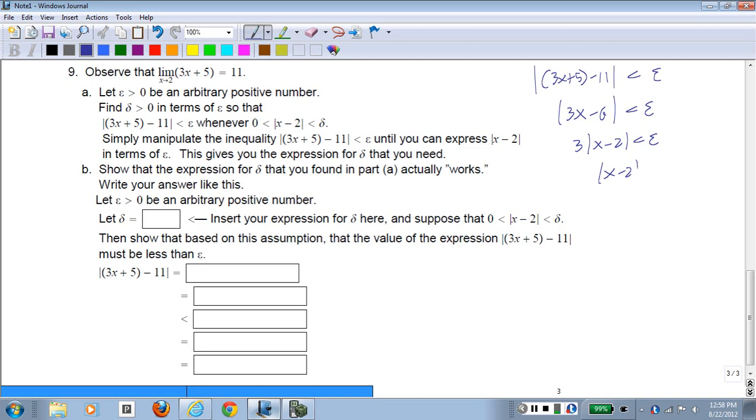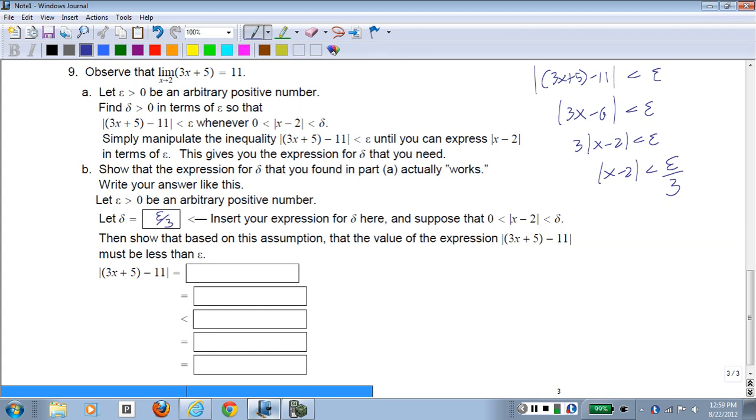And in order for the absolute value of 3x plus 5 minus 11 to be less than epsilon, the absolute value of x minus 2, we need to make sure that's less than what? Epsilon over 3. So however close we want 3x plus 5 to be to 11, x needs to be less than epsilon over 3. Yeah, less than a third of that distance. So there we go. Delta equals epsilon over 3.